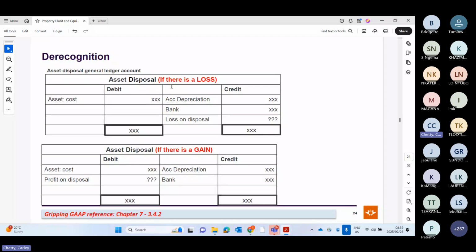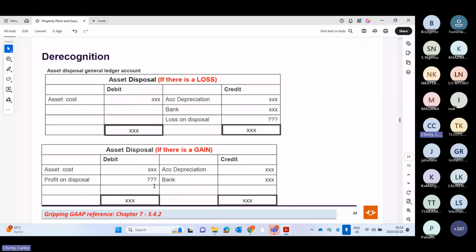If we have a gain, then we will still debit the asset cost and credit the accumulated depreciation in the asset disposal account. So we're showing the other side of the journal entry. And then we'll show bank on the credit side of the asset disposal account. And then the remaining amount will be the profit on disposal. Okay, so just remember, this account will show you if you have a profit or loss, if you cannot determine it. So let's have a look at an example.